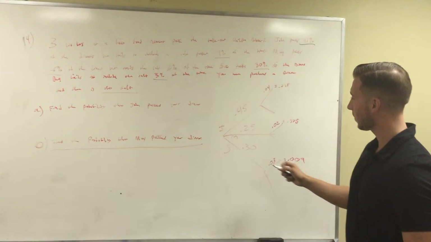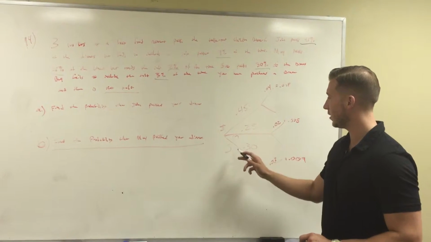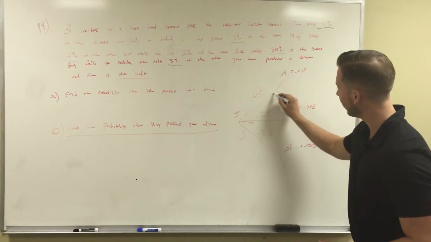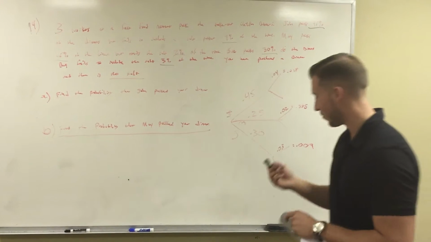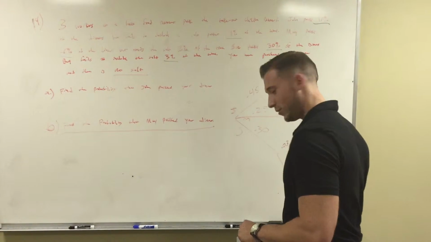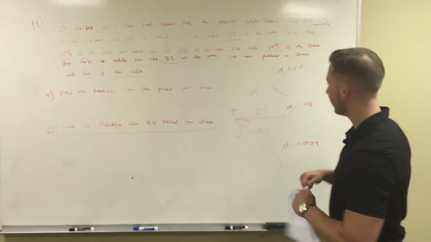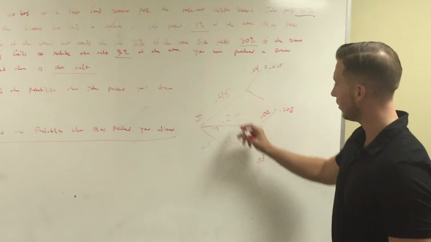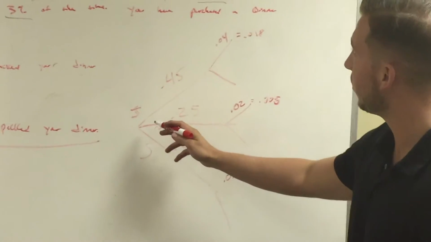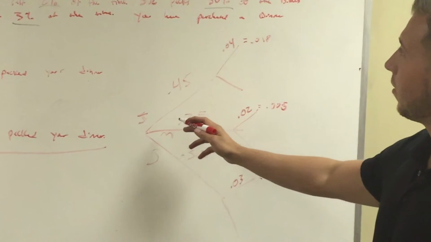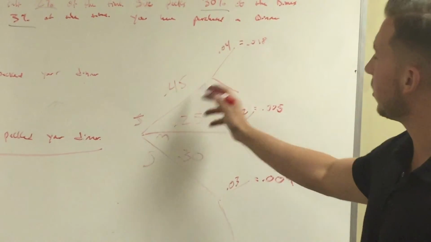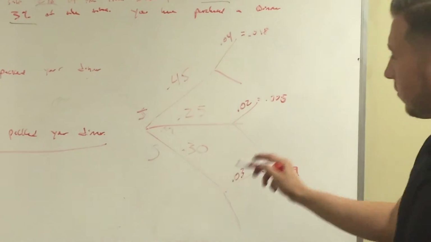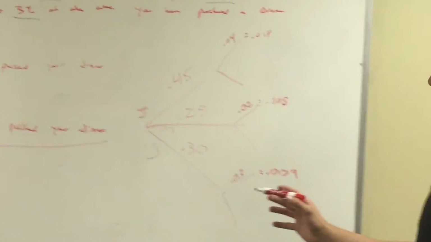So to do that, I labeled John, Mary, and Sue, each branching out. I use John, Mary, and Sue as probabilities. This is the percent of the dinners that each of these people pack. So John packs 45%, Mary packs 25%, and Sue packs 30% of the chicken dinners.